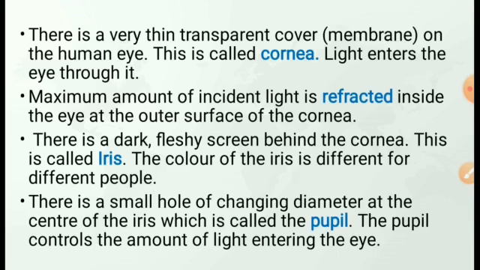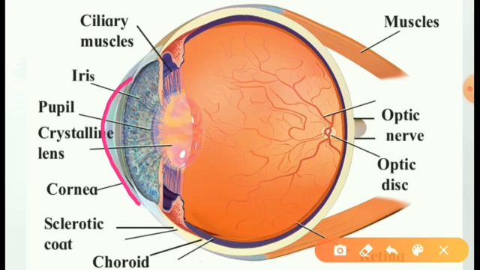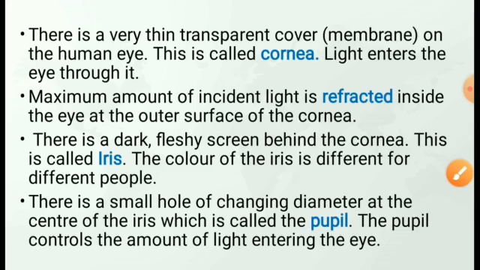There is a very thin transparent cover membrane on the human eye. This is called cornea. You can see here in this picture, this is the transparent layer which is called the cornea. Light enters the eye through it. Maximum amount of incident light is refracted inside the eye at the outer surface of the cornea.